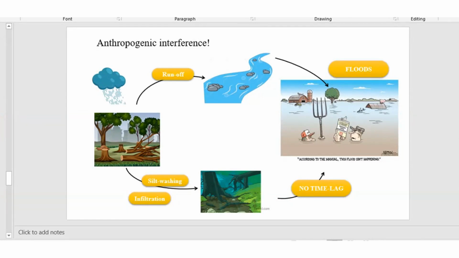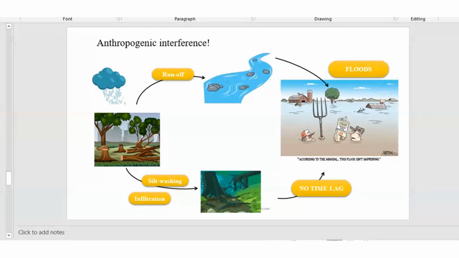So when these huge covers of forest are cut, deforested, it affects the hydrological cycle. It affects the water cycle. The one primary source of how water is entering into water bodies is by surface runoff. It's directly running off and entering into these river bodies. Then of course, another source is infiltration. It's absorbed by the soil, it remains there, and then after some time lag, it enters into these water bodies.